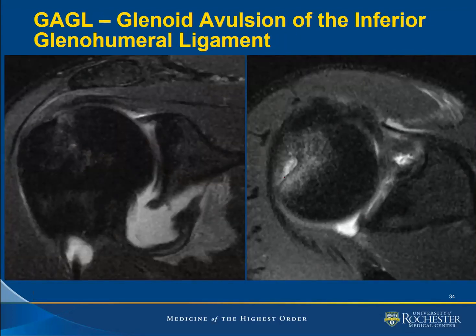Similarly, you could also have abnormalities at the glenoid attachment of the inferior glenohumeral ligament complex. In this patient, we have an avulsion of the inferior glenohumeral ligament complex from the glenoid, referred to as a GAGL. And similarly, we could see contrast from the joint extending through the defect created by this avulsion of the glenohumeral ligament complex, now deep to the subscapularis and extending into the axilla.